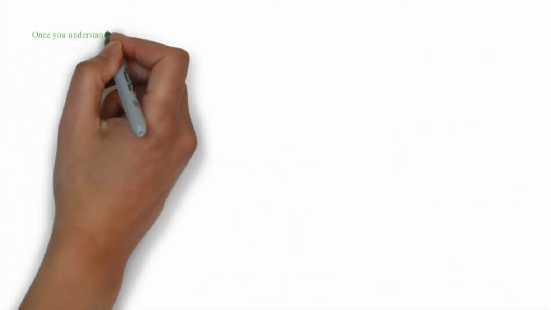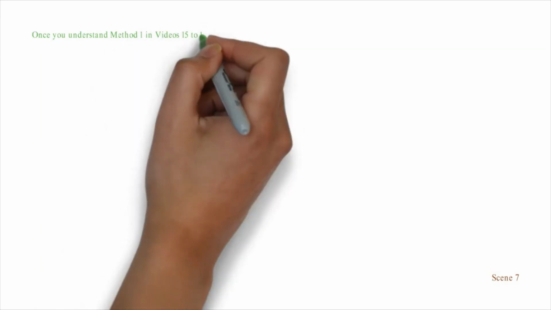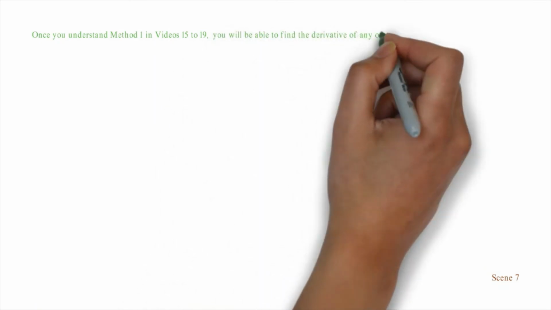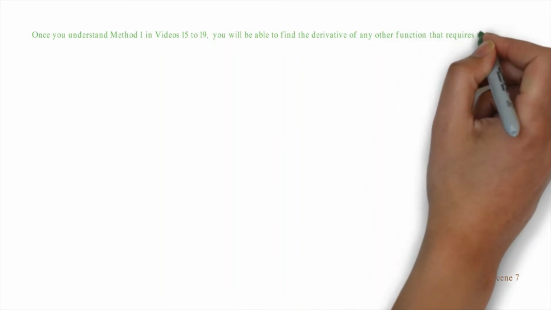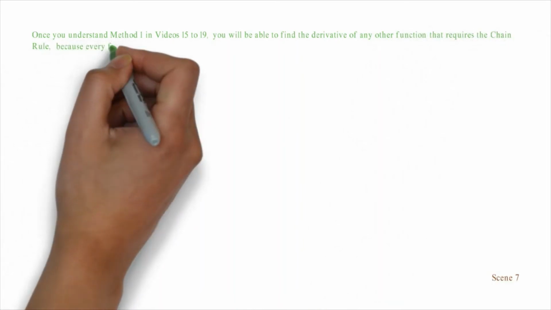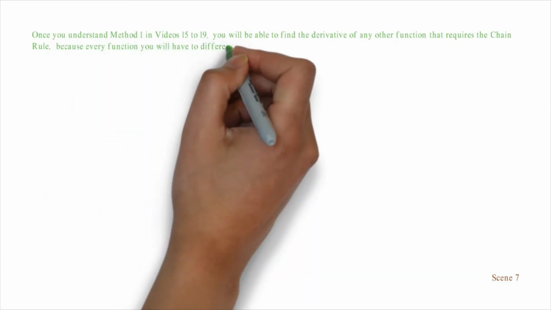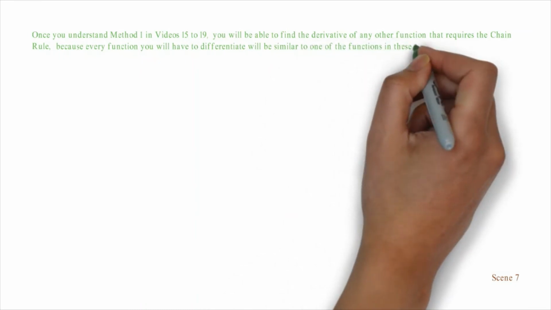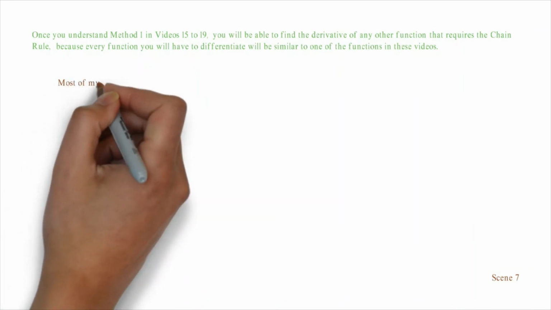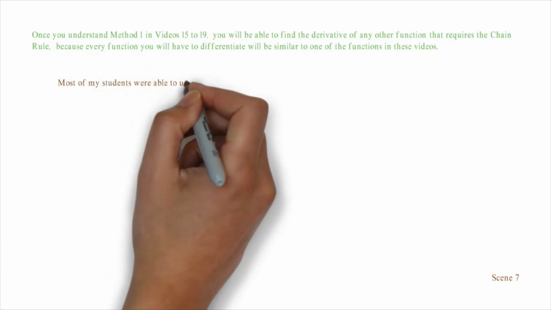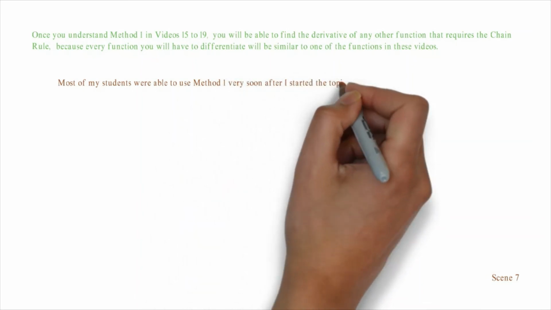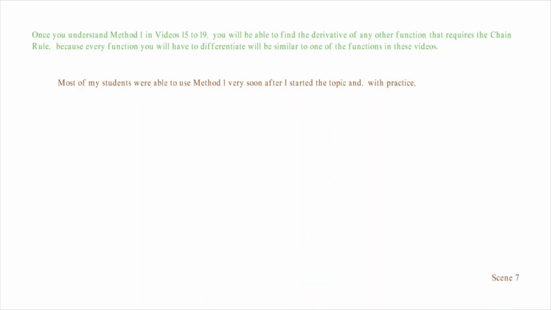Once you understand Method 1 in videos 15 to 19, you will be able to find the derivative of any other function that requires the chain rule, because every function you will have to differentiate will be similar to one of the functions in these videos. Most of my students were able to use method 1 very soon after I started the topic, and with practice you can too.